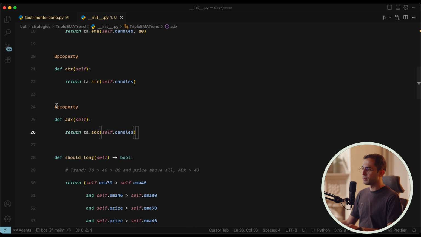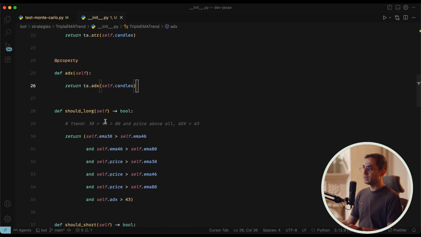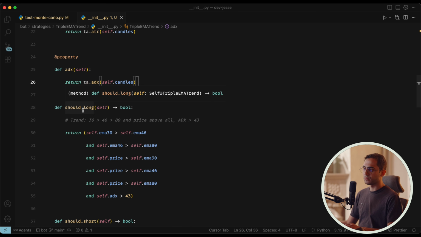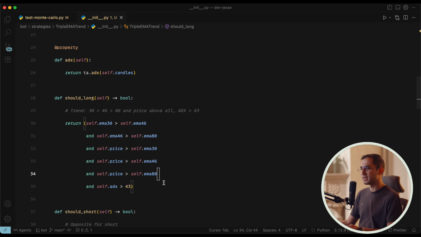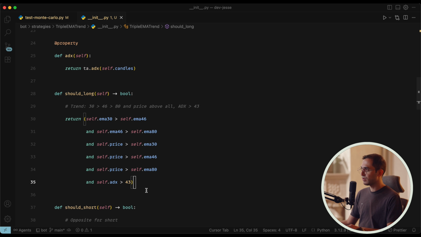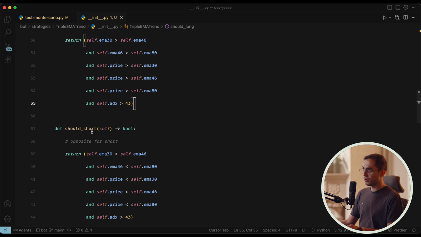And then it defined a new property for the ADX. Next we get to the entry rules of the strategy using the should_long method, which is basically asking, should we go long right now? So in it, we just define some entry rules. It's saying if the EMA 30 is above 46, EMA 46 is above 80, and the price is bigger than all of them. I find this to be a little bit hideous and unnecessary, but I'm going to leave it as it is because it works. And unless the model makes a mistake, we don't really need to change it. And if the current ADX is also above 43, so this is perfectly correct. And then the should_short method, which is for taking the short positions, does the exact opposite.